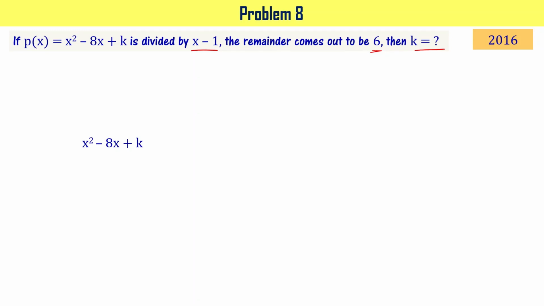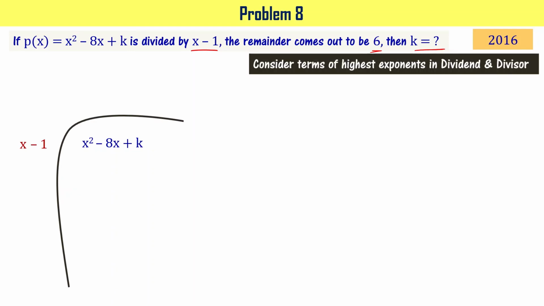Let's repeat the same process as we have done for the earlier problem. Now we have to consider the terms of highest exponents in dividend and divisor, right? In the dividend, it is x square, and in the divisor, it is x. We have to divide x square with x such that you get x as the answer, and that x has to be part of your quotient. Write that. Now we have to multiply x minus 1 with x. When you do that, you get x square minus 1x, right?